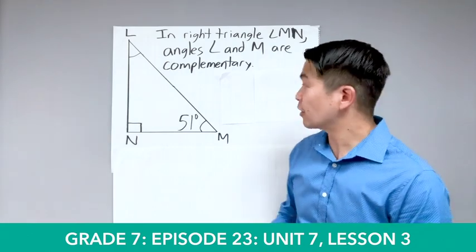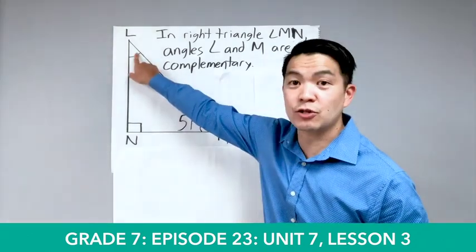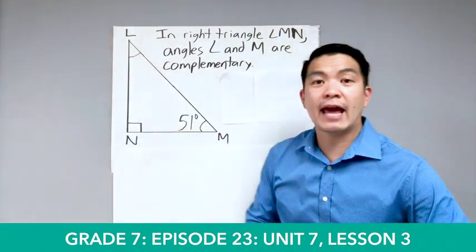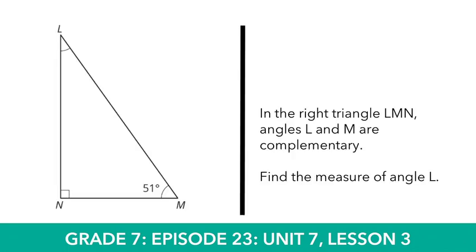Now the problem does tell us that angle L and M are complementary. And so that lets me know that if I add the value of the measures of angle L and angle M, they would add up to 90 degrees. Let's take some time to answer the question. Find the measure of angle L.